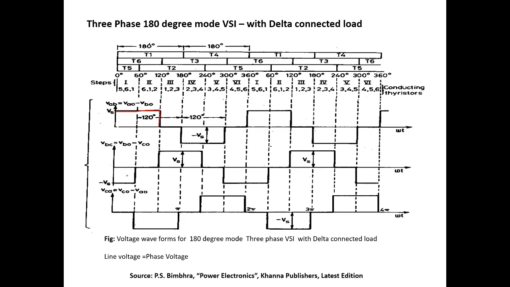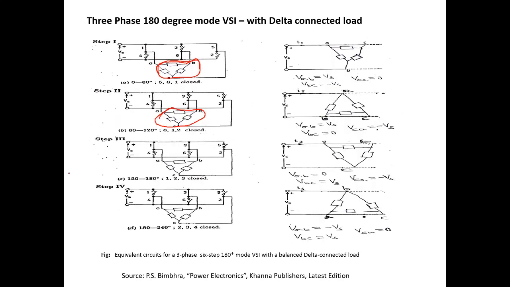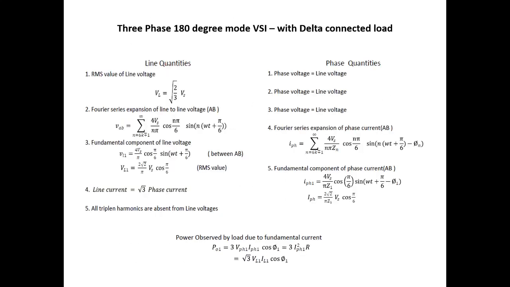So with respect to the star connected load and the delta connected load, we will have the same line voltages. Line voltage equals phase voltage for the delta connection, and that is the only difference. So there is no need to draw the phase voltage separately, both are equal, right? Simply, the equivalent circuit diagram for each step is going to be the same, except on the load side we have the delta connection. Now, line quantities and phase quantities for the delta connected load.